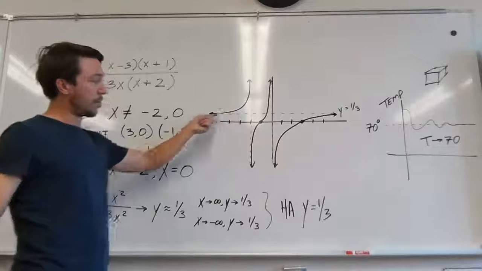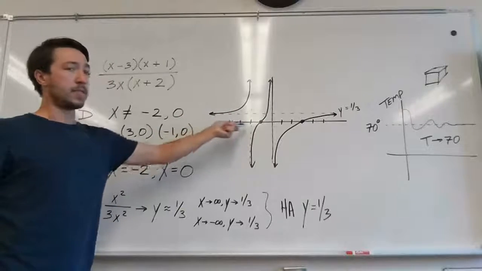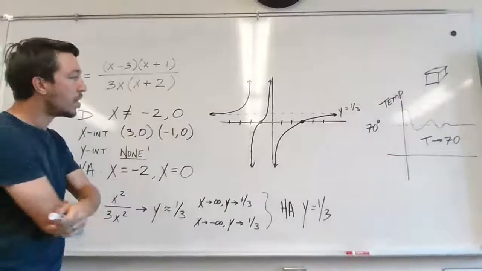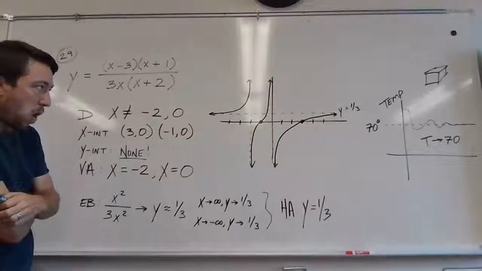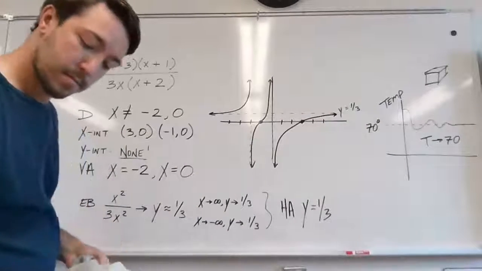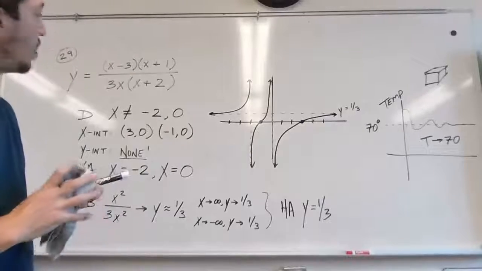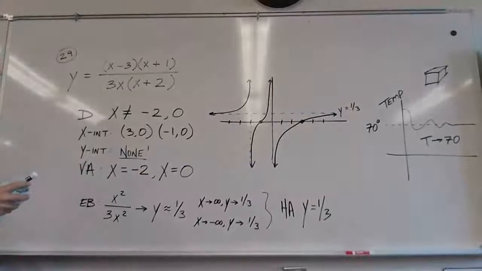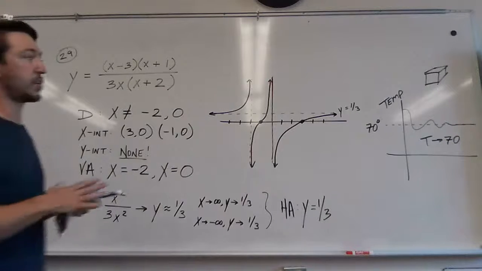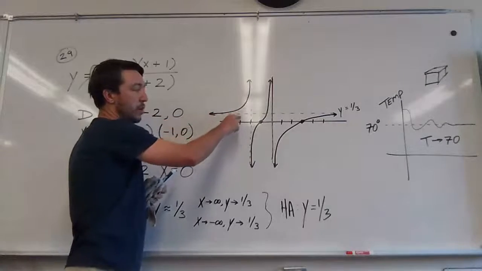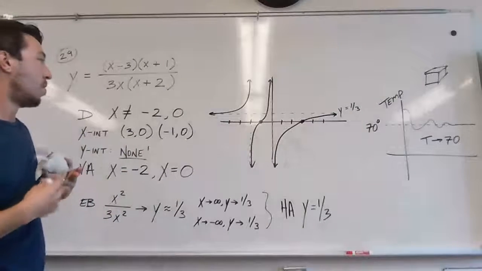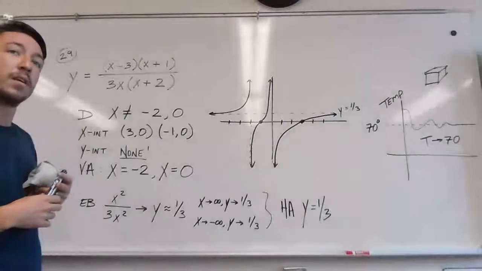I said, well, I know that it has to approach 1/3, and it can't cross the x-axis because there are no x-intercepts over there. You have a question? Yeah. You know how the left side is above 1/3 and the right side is below? That's when you just plug in numbers, right? You see if this is below or above 1/3. I wouldn't get too concerned about that. That's a great question, though. Could this graph have gone below 1/3 and then come back up and approached?